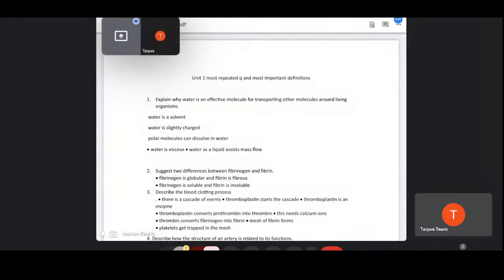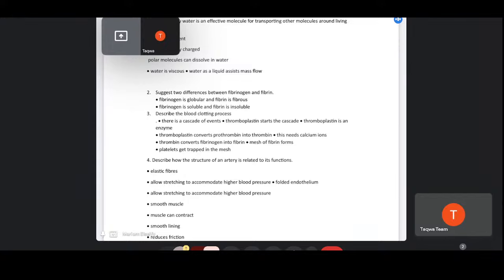Question number 2. Suggest two differences between the fibrinogen and the fibrin. I want you to know that fibrinogen is globular while fibrin is fibrous, and the fibrinogen is soluble while fibrin is insoluble. That's why in blood clotting, the fibrinogen gets converted into fibrin, so it forms a mesh to stop the blood flow. Fibrin is insoluble and it's fibrous.